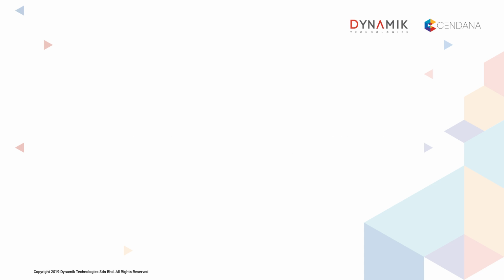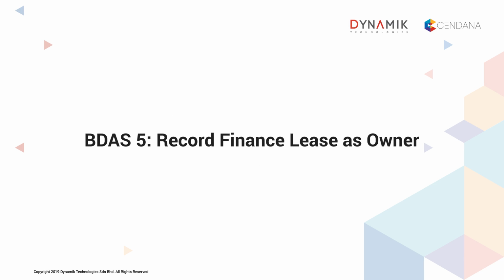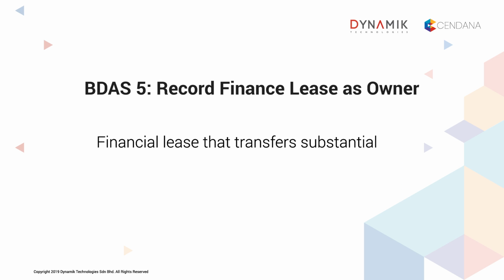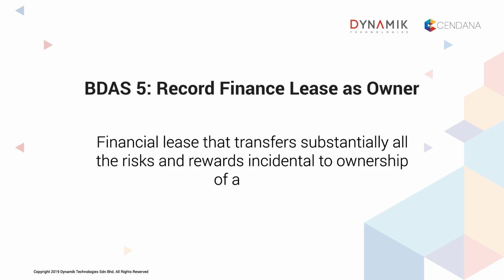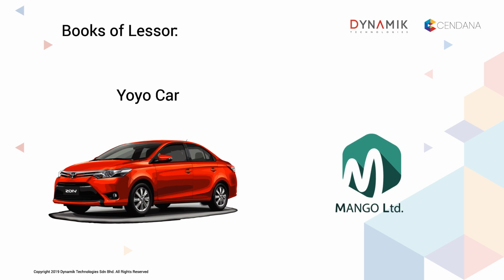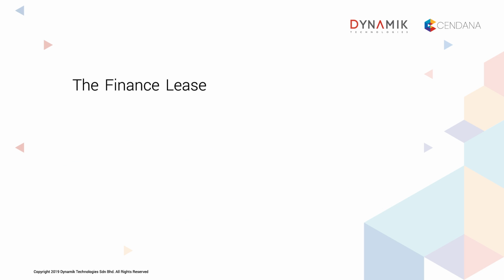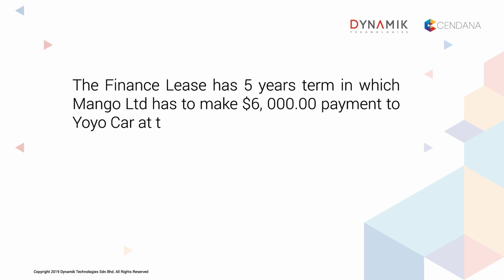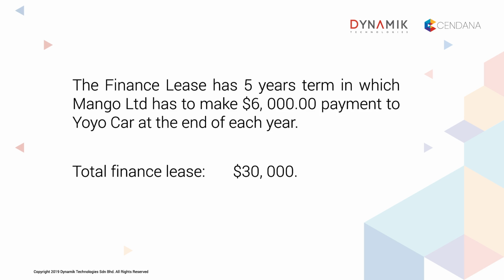To further understand each module, let's go through one scenario sample entry under Finance Lease, which is BDAS 5.1, Record Finance Lease as Owner. It is defined as finance lease that transfers all the risks and rewards incidental to ownership of an asset. Let's assume the following scenario. Yo-Yo Car is a car rental company. Yo-Yo Car provides a Toyota Vios to Mango Limited as a finance lease. The finance lease has a 5 years term in which Mango Limited has to make a $6,000 payment to Yo-Yo Car at the end of each year. The total finance lease payment is $30,000 together with the rate of interest implicit in the lease of 5%.